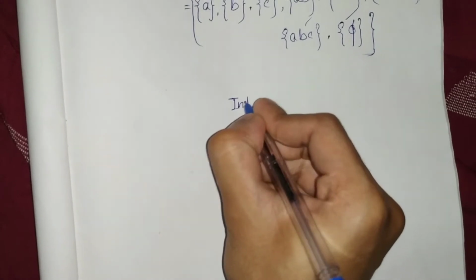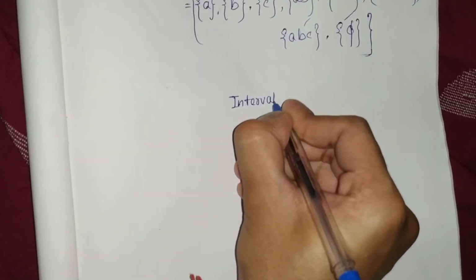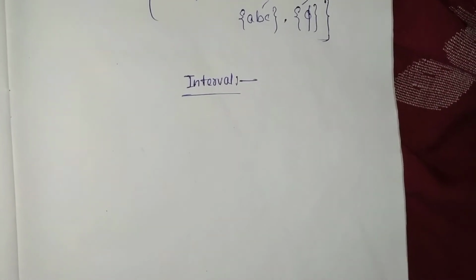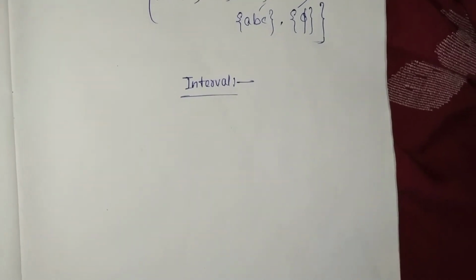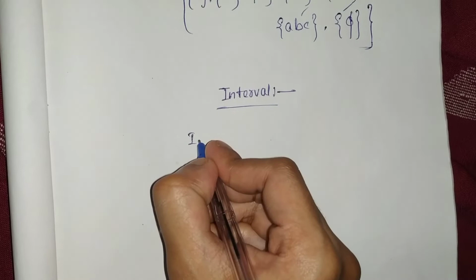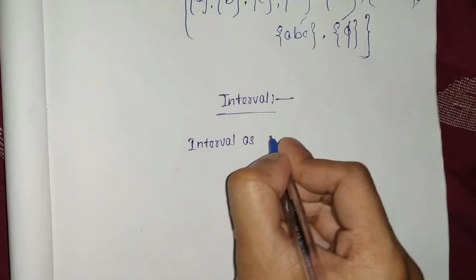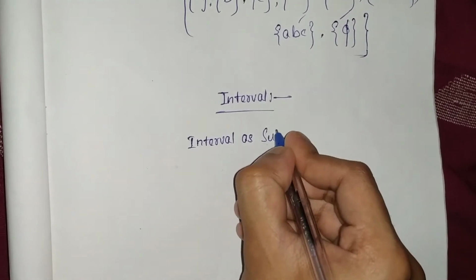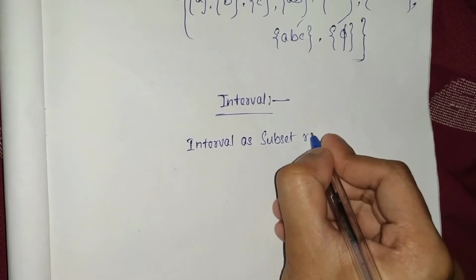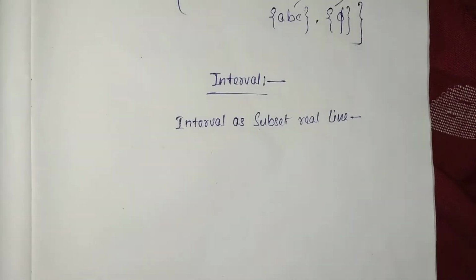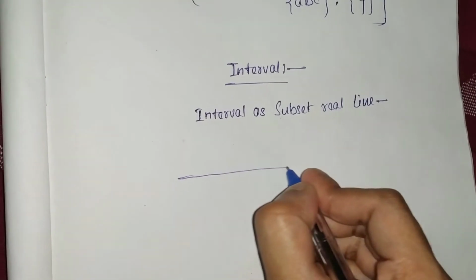Next, the most important thing is interval. Interval as a subset of the real line. What is interval? Interval as a subset of the real line. Okay, I'll show you that meaning.